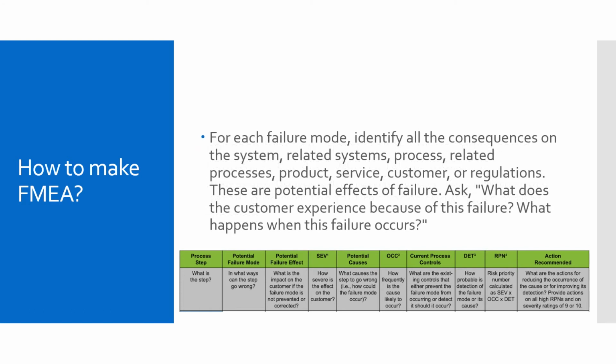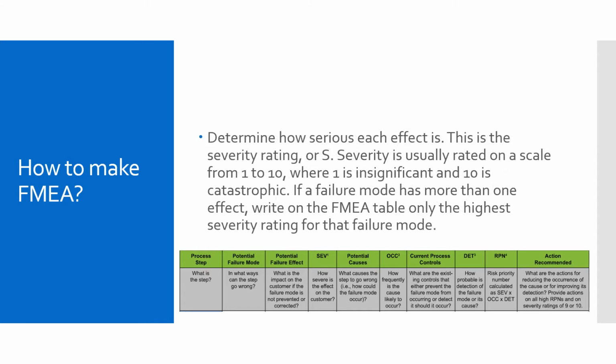Step 6. For each failure mode, identify all the consequences on the system, related systems, process, related processes, product, service, customer, or regulations. These are potential effects of failure. Ask, what does the customer experience because of this failure? What happens when this failure occurs? Step 7. Determine how serious each effect is. This is the severity rating, or S.